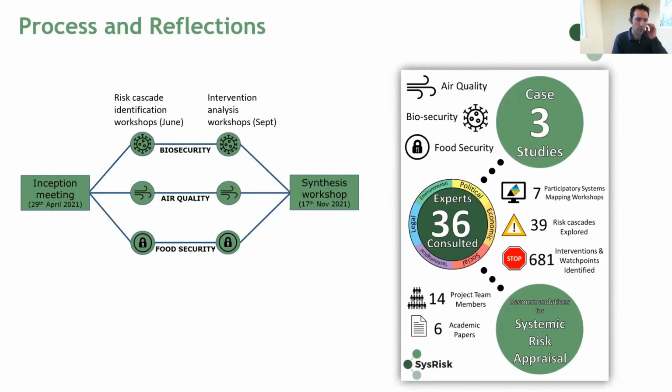The process involved this set of 7 participatory workshops. So 1 initial inception meeting, and then we split into these 3 streams by case study. We had a set of workshops around identifying risk cascades, which I'll explain in a moment, and then a deep dive into the types of interventions we can put in place. And then we had a final synthesis workshop as well. We're fortunate to work with a large number of external experts, who are really amazing in terms of how they inputted and engaged on the project.